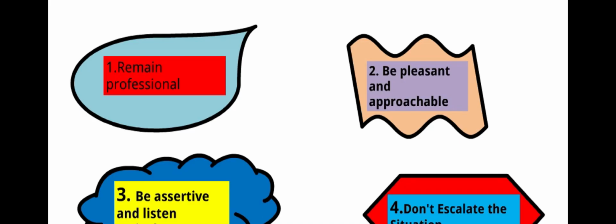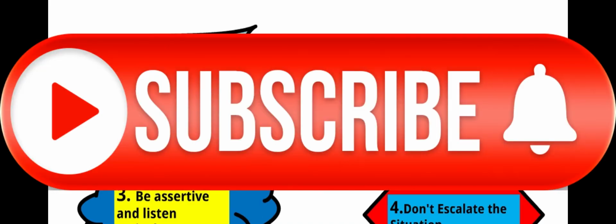The last of the 4 tips that helps us to communicate with difficult behavior is don't escalate the situation. Here, when you are communicating with difficult behavior, don't react impulsively. Don't be defensive. You have to control yourself, and you have to acknowledge the other person's feelings by finding a common ground. This is Mind Elevation, and these are the tips that help you to be an effective communicator.